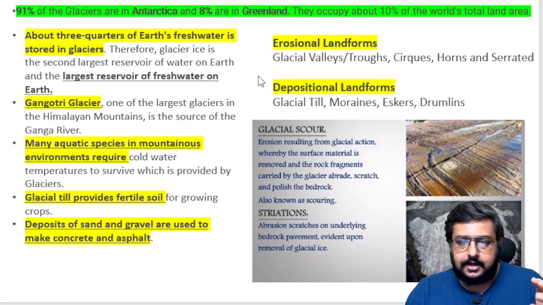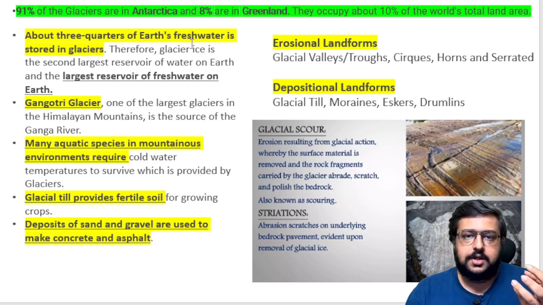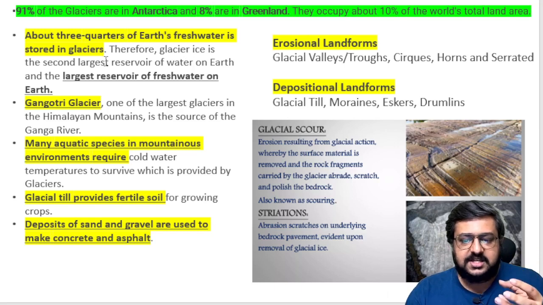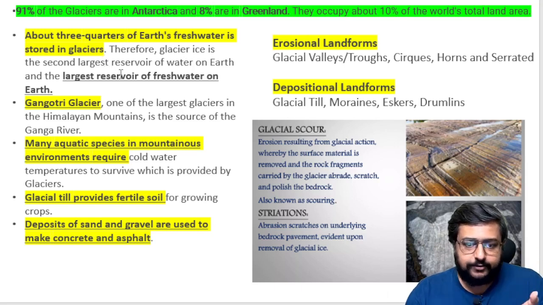And then again, GK facts: three quarters of the Earth's fresh water is stored in glaciers. Okay, so that means what? Glacier ice is the second largest reservoir of water on the Earth, and the largest reservoir of fresh water on the Earth. Water wise, if you take, oceans are there, and then glaciers. Freshwater wise, if you see, glacier is number one.